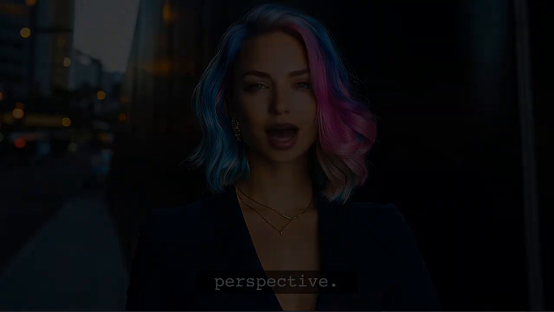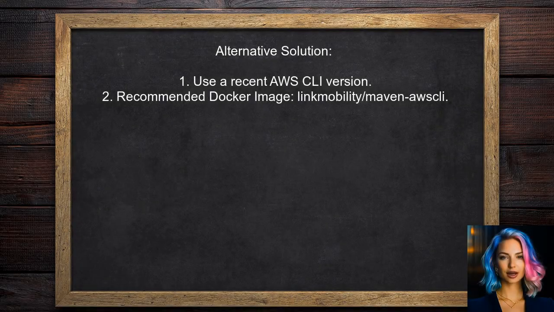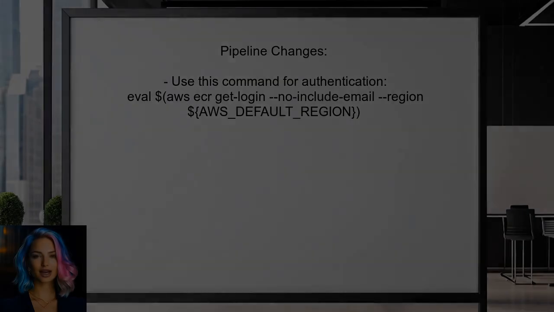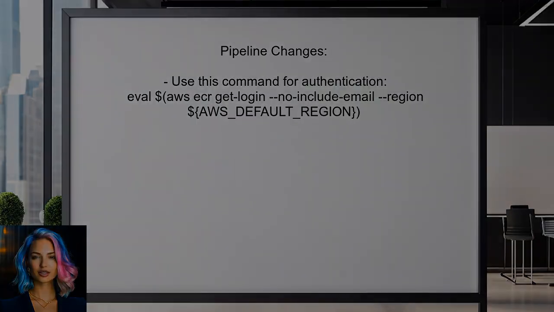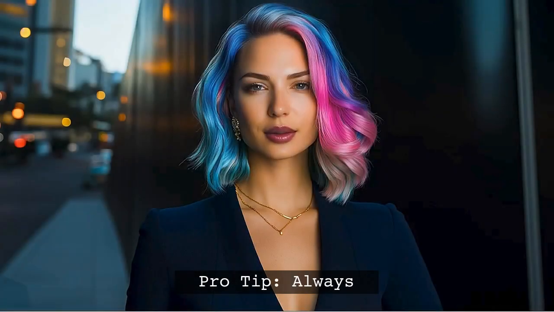Let's see another perspective. An alternative solution comes from a user who faced a similar issue. They found that the problem was due to using an outdated version of the AWS CLI. Their recommendation is to use a Docker image that includes a more recent version of the AWS CLI, specifically the Link Mobility Maven image. They also suggest making small changes to your Bitbucket pipeline configuration. Specifically, you should use the command eval $(aws ecr get-login --no-include-email --region $AWS_DEFAULT_REGION) to authenticate with AWS ECR.